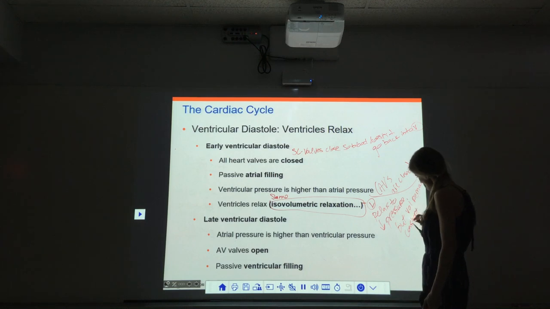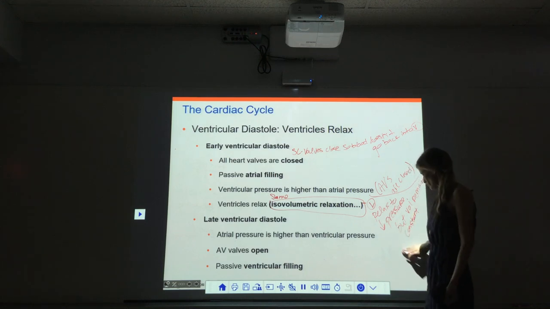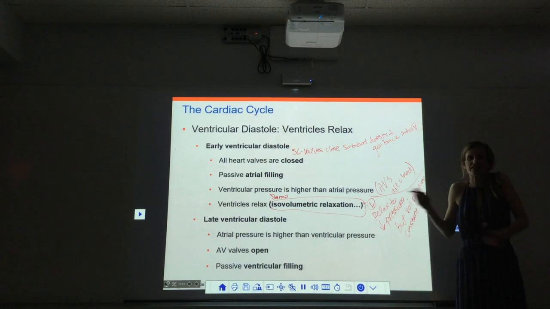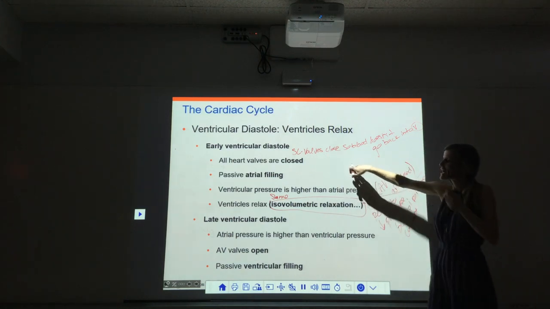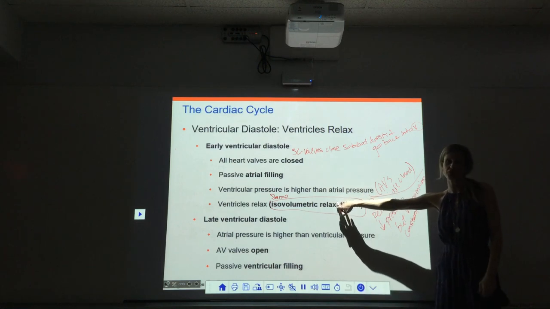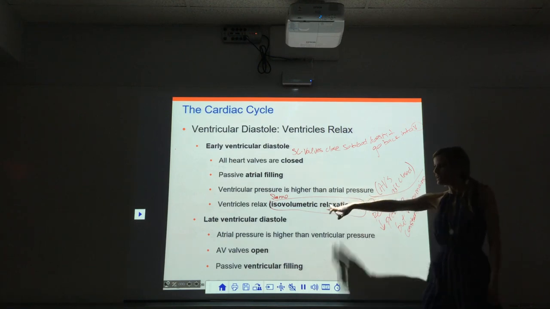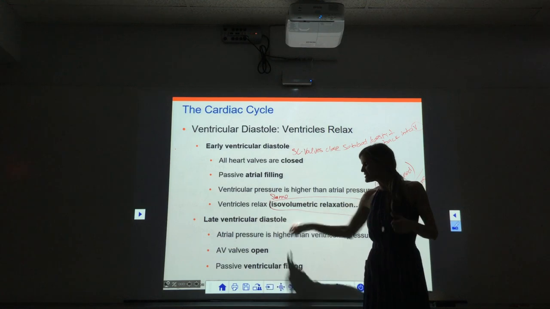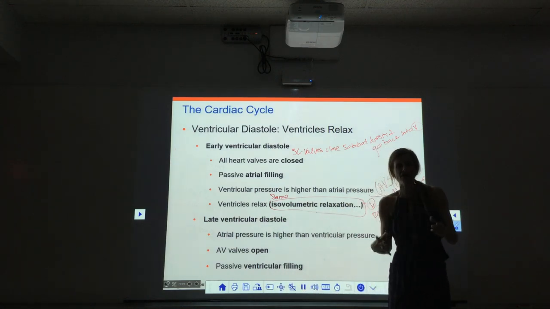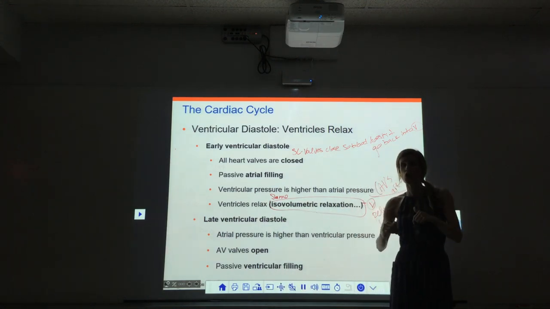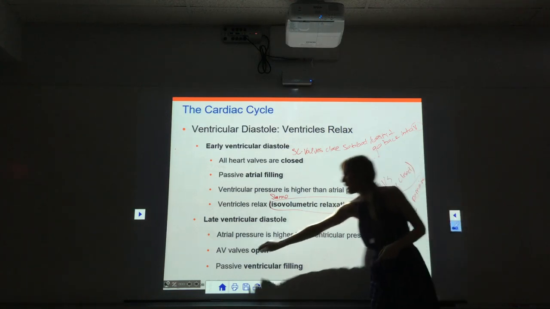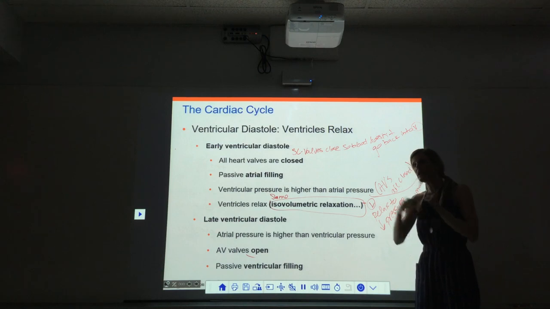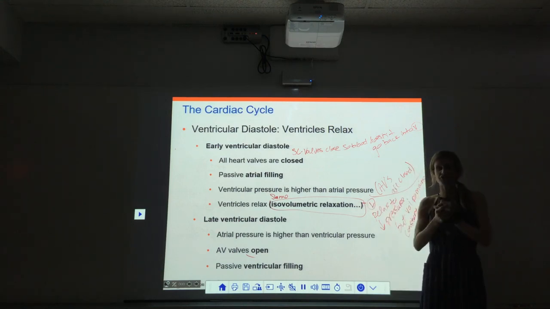Why is the volume not changing? All the valves are closed, right? No blood's coming in, no blood's going out. So during early ventricular diastole, we have this isovolumetric relaxation. Then during late ventricular diastole, the ventricles have relaxed so much and the pressure has gone down so low that now there's more pressure in the atria. So that's going to open up our AV valves, and now blood can passively flow down from the atria to the ventricles. Brings us back to the start.